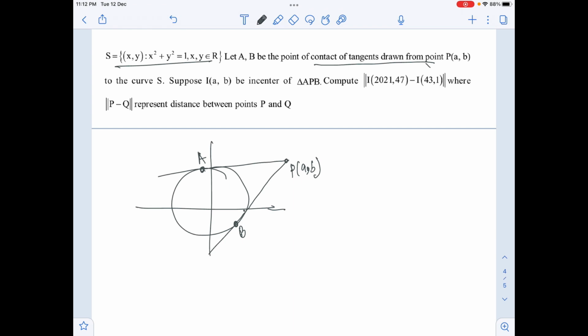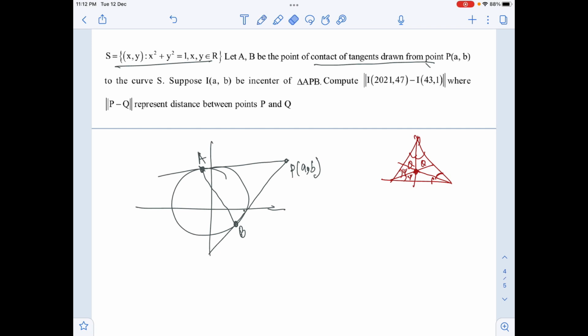Suppose I is the incenter of triangle APB. Let's first make triangle APB. Now what is the incenter? Just to recapitulate, incenter is the point of concurrency of angle bisectors. If we take two angle bisectors, they will intersect at a point, and magically the third will also pass through that point. That is something not obvious.